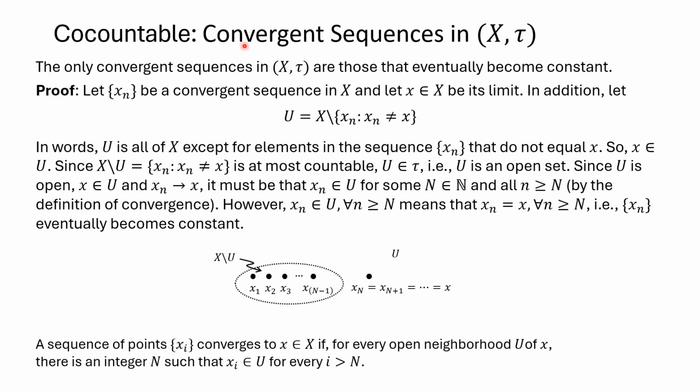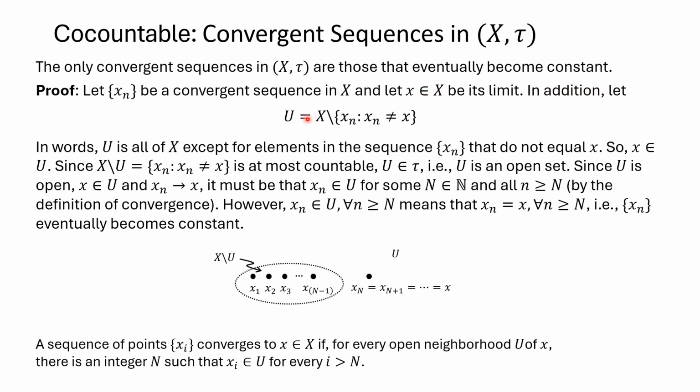I want to talk about convergent sequences in the co-countable topology. We have a theorem. The only convergent sequences in (X, tau), where tau is our co-countable topology, are those that eventually become constant. So let's prove that. Let x sub n be a convergent sequence in X, and little x be its limit.